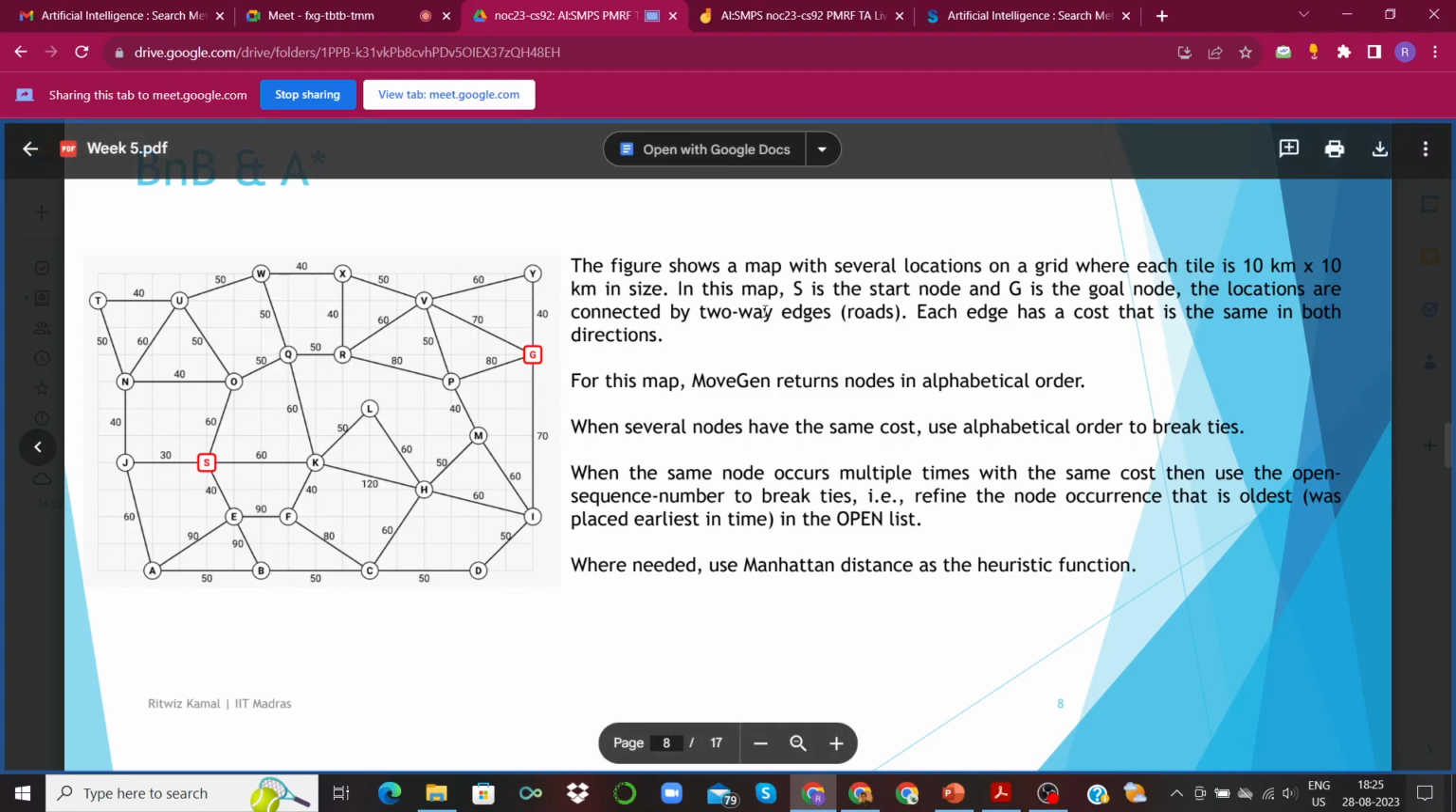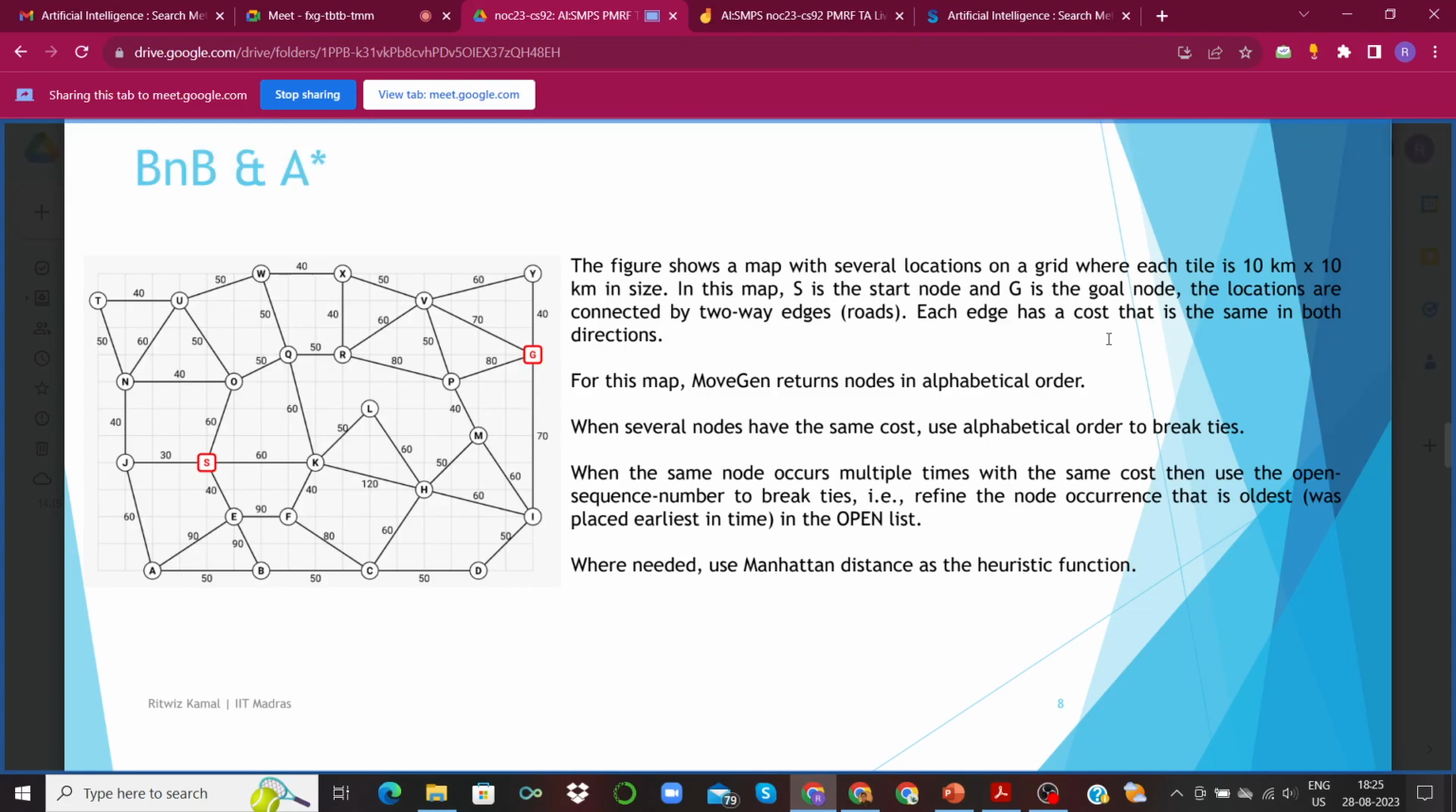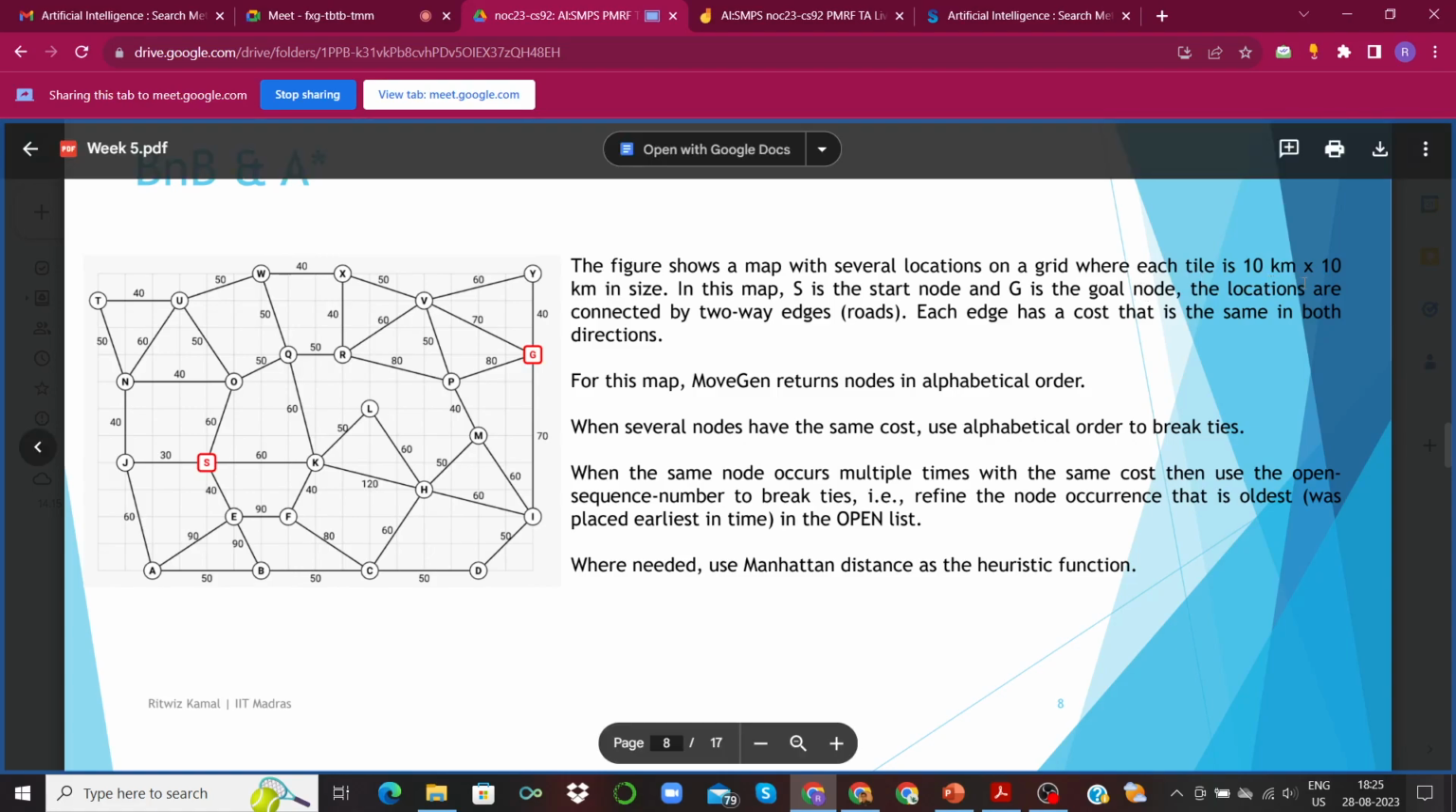So the figure over here shows a map with several locations on a grid where each of the tiles is 10 cross 10 units in size. Like I said in the previous session also, each of these small square boxes is the 10 cross 10 unit dimension box. And S is the start node, the node marked with red over here, and G is our goal node.